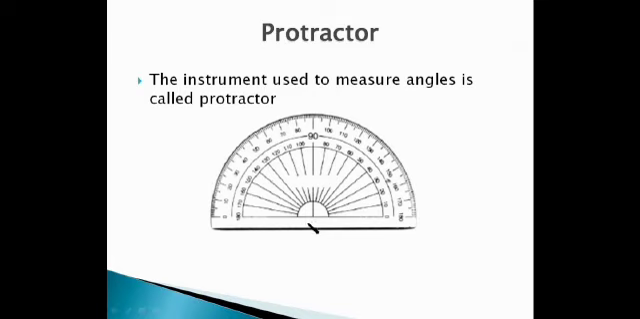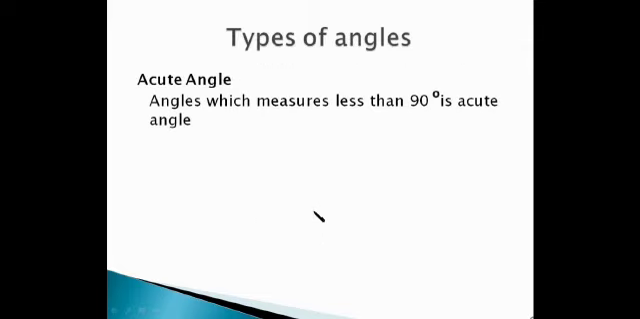Whenever you are drawing, first you will draw a point and draw one line, and then you will place the point and this point on each other, and the line also will be coinciding on this line. Now I'll show you how to draw it. Now there are different types of angle. The first angle is acute angle.